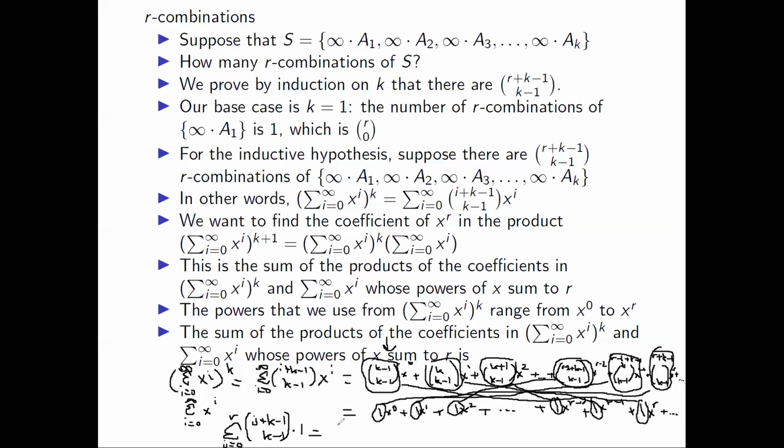So at j equals 0, we just have k minus 1 choose k minus 1. At j equals 1, we have k choose k minus 1. J equals 2, we get k plus 1 choose k minus 1, and so on. So the choose part stays the same, but the thing we're choosing from increases by 1 each time until we go all the way up to r plus k minus 1 choose k minus 1.